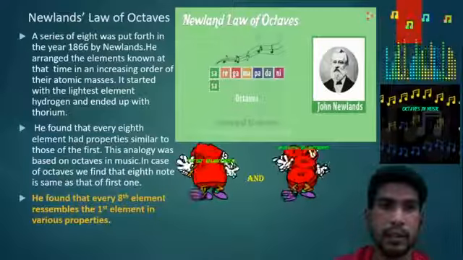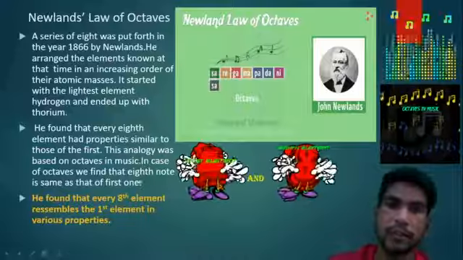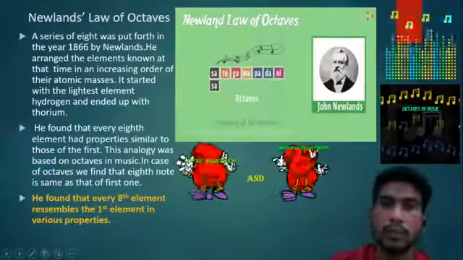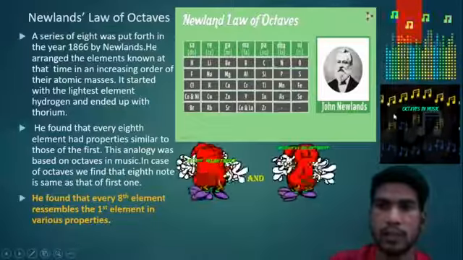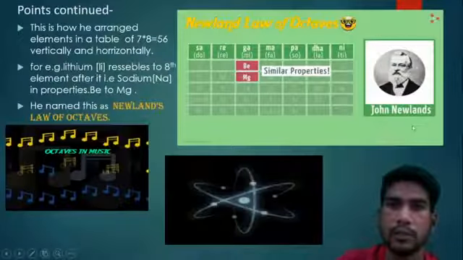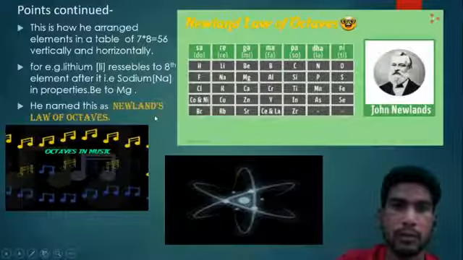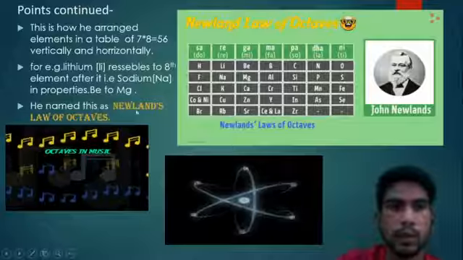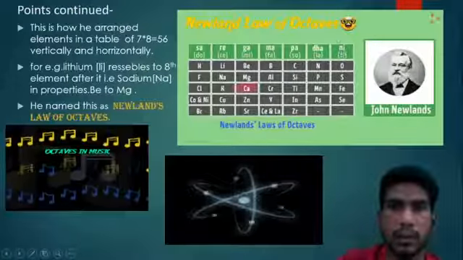He found that every 8th element has properties similar to those of the first one. And this was similar to the octaves in music, as every 8th note has properties similar to the first one. Who discovered it? It was discovered by John Newlands. He named this Newlands' law of octaves because in music also, every eighth note is similar to the first one.